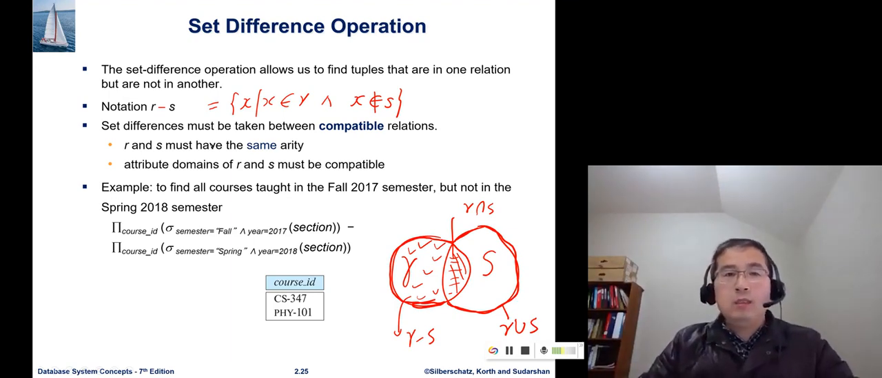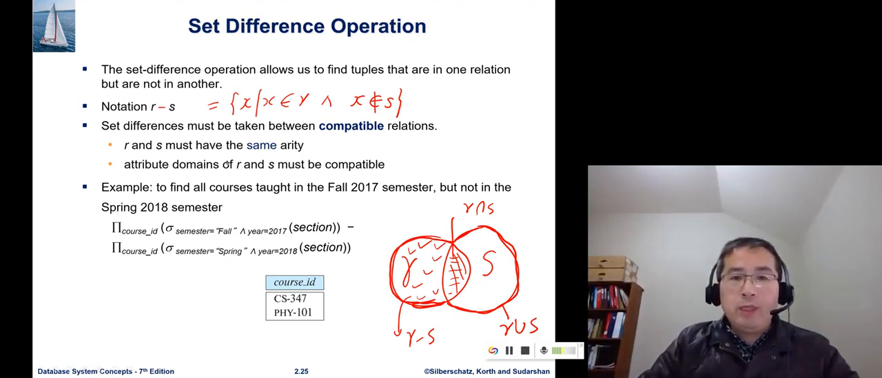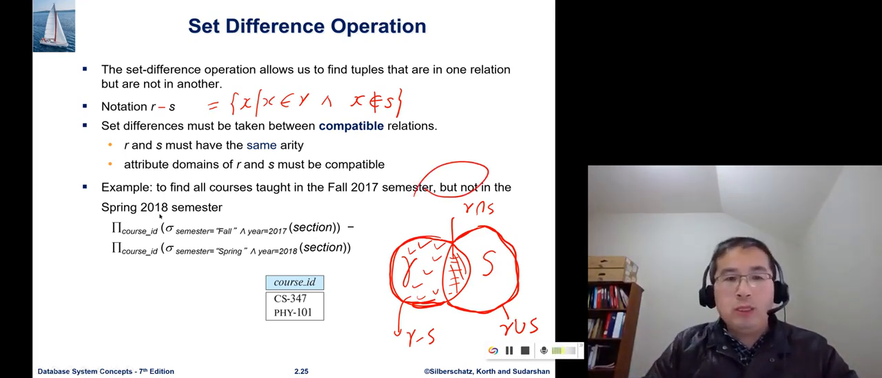Similar to before, same arity and they must be compatible in the domains. Then we can combine. We can do minus as well. We can do this, like the next subtraction: find all the courses taught in fall 2017 but not in spring 2018. So it's minus. Okay, so easy, correct? All the courses in this semester and all courses in that semester, and then show the difference.